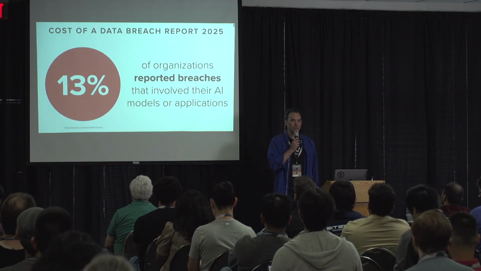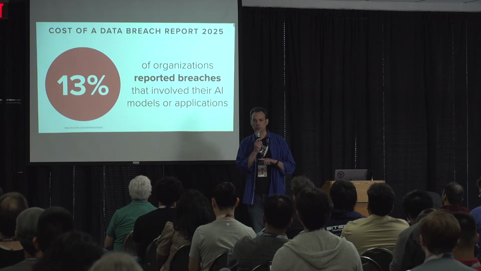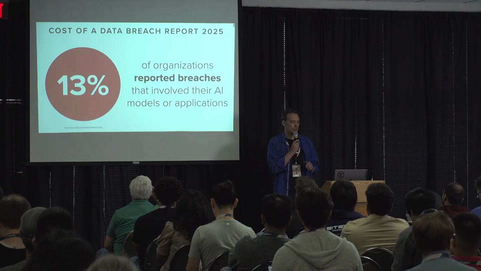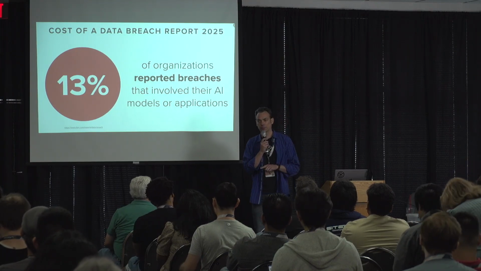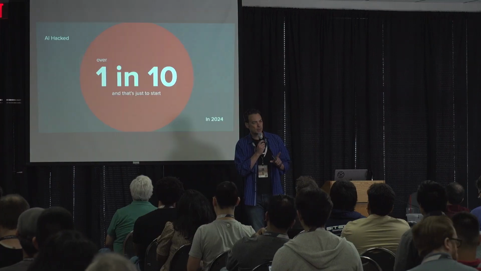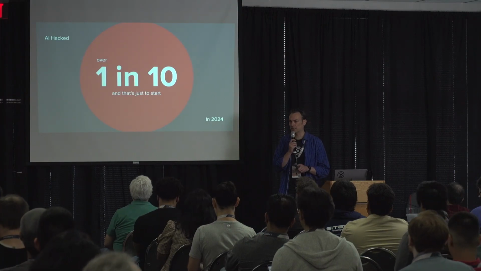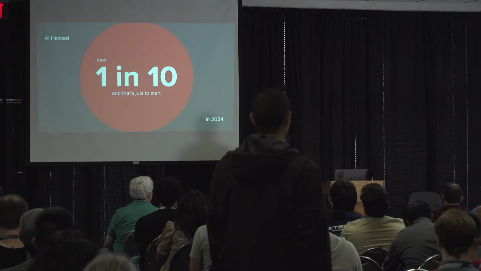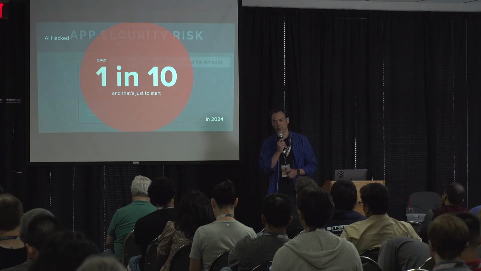The Cost of a Data Breach report came out this year, and for the first time ever, it started tracking issues with AI. Looking back at 2024, it found that 13% of organizations reported breaches that involved their AI models or applications. Think about that for just a minute. That's more than 1 in 10 companies that have already experienced problems with AI and applications. And that's just the very start of this whole thing.